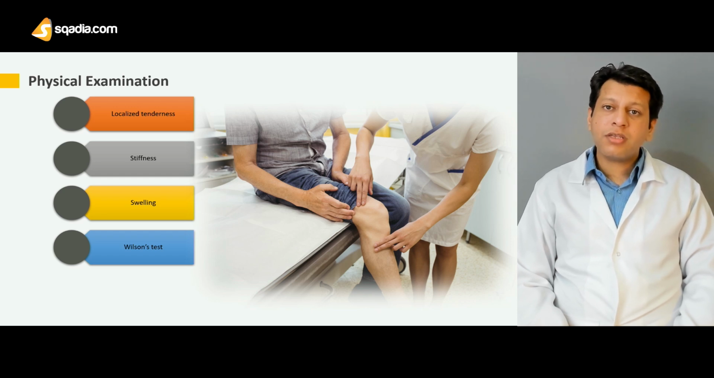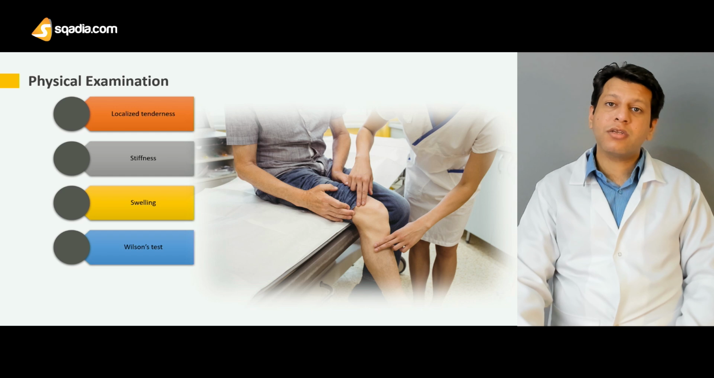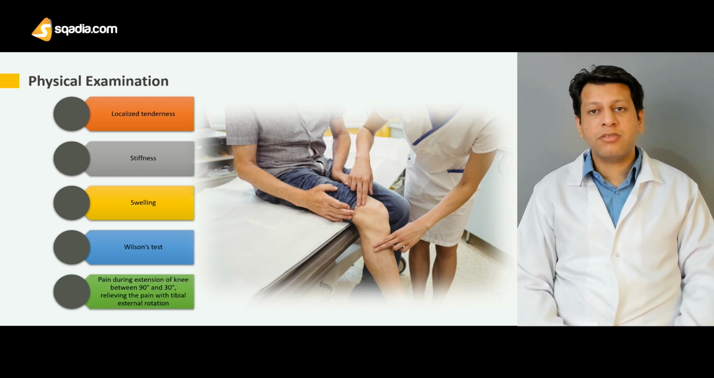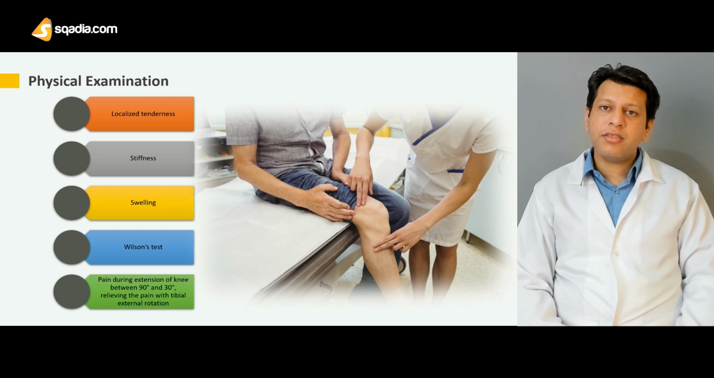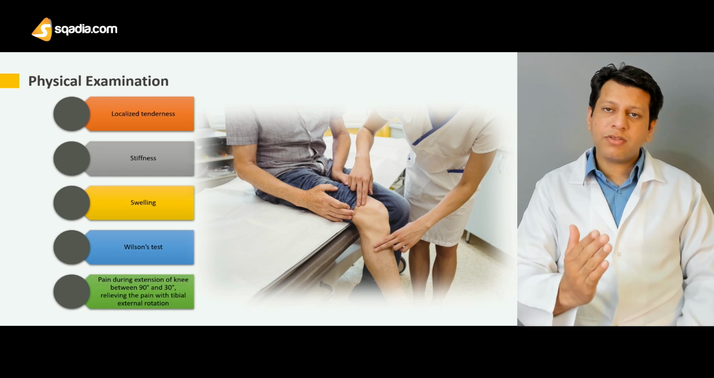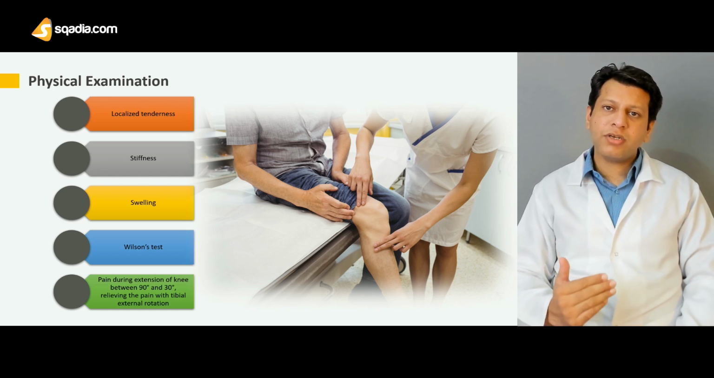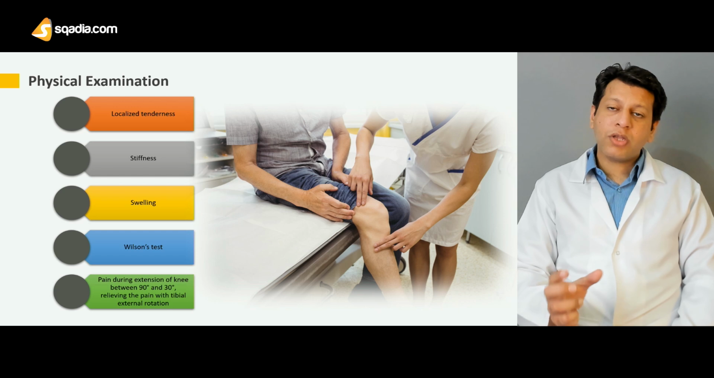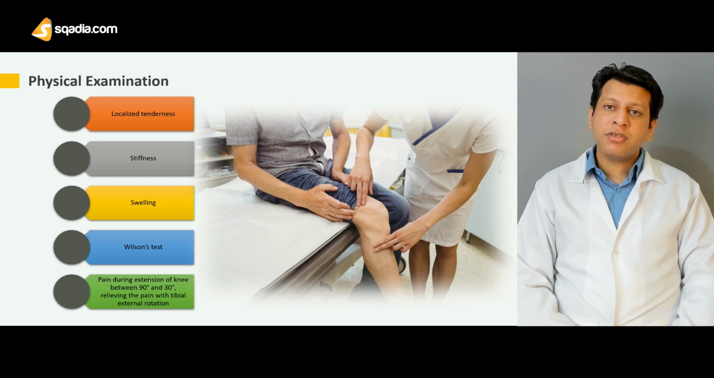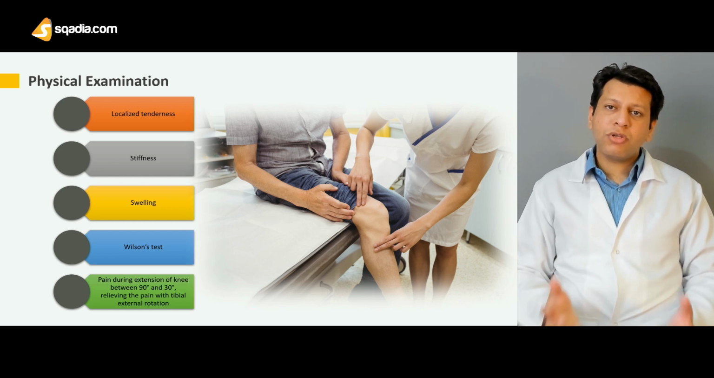And what is this Wilson test? You internally and externally rotate the tibia at different angles. You internally rotate the tibia at first at 90 degrees, that is in flexion, and then you move up to 30 degrees of flexion. If, going from 90 to 30, the patient is feeling pain, this means most likely the Wilson test is positive. And then you externally rotate the tibia at 30 degrees and bring it back to 90 degrees of flexion. With external rotation, the pain actually goes away.